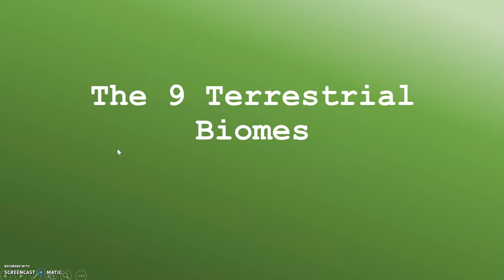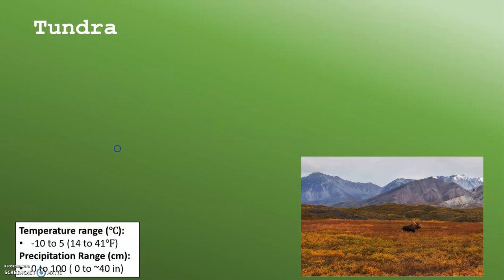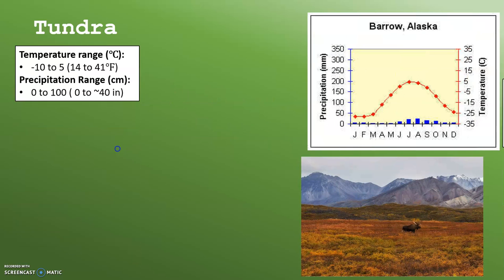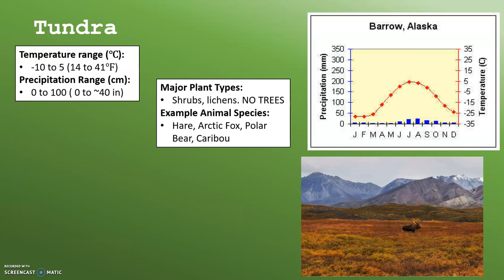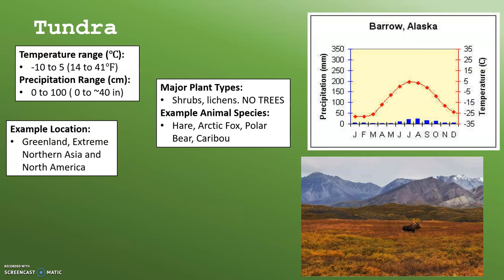So let's take a look at these 9 terrestrial biomes. The tundra is the first one that we're going to look at. It's found in Alaska and Russia and Canada, Sweden, Finland, and Greenland. It's described as short and soggy summers and long, cold, and dark winters. It's a fragile biome affected by climate change and oil and gas pipelines.